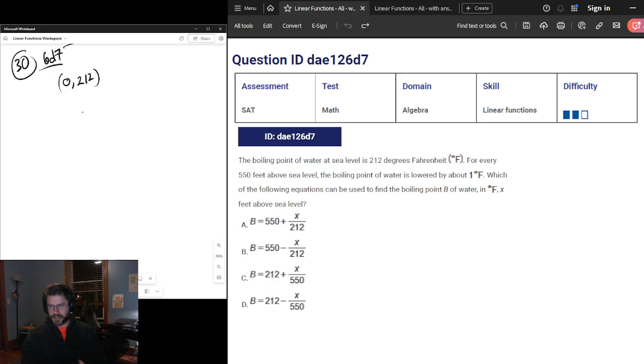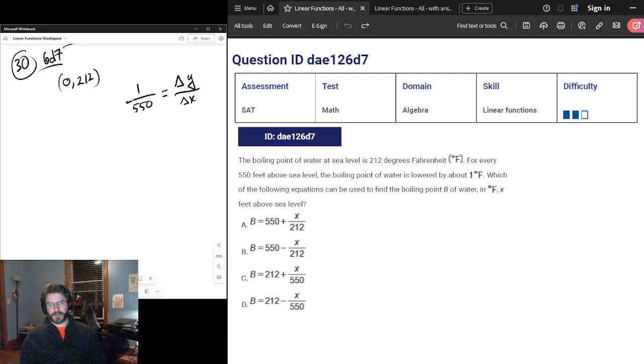550 feet above sea level, the boiling point is lowered by 1. So if x is the height, then when x changes by 550, y changes by 1, because remember, this is change in y over change in x. So that's sneaky; this should be rated difficult. This is kind of a weird way of doing slope, because they gave us our change in x first and our change in y, but they didn't give us the change in x as a unit of 1, which we're used to.